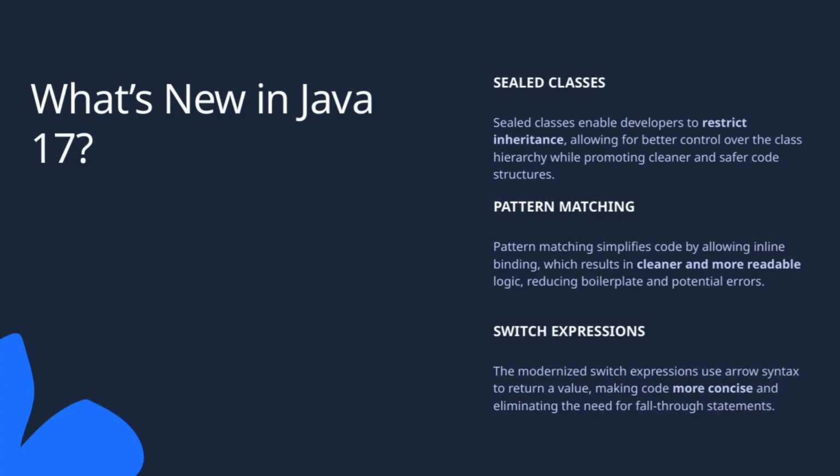Finally, let's talk about sealed classes. These enable us to restrict which classes can inherit from a particular class, giving us greater control over our class hierarchy. This promotes cleaner, safer code structures by preventing unintended inheritance and making our design intentions clearer. All these features in Java 17 are about making our code more readable, safer, and easier to maintain, which fits right into our overall theme of modernizing Java development.